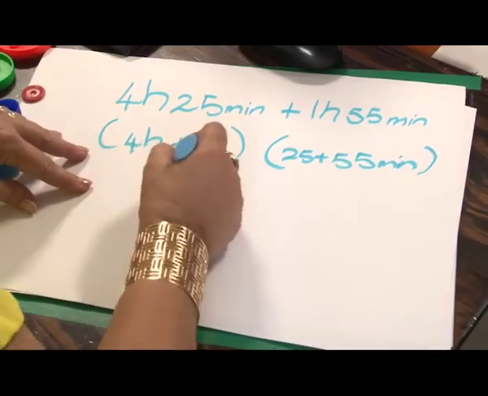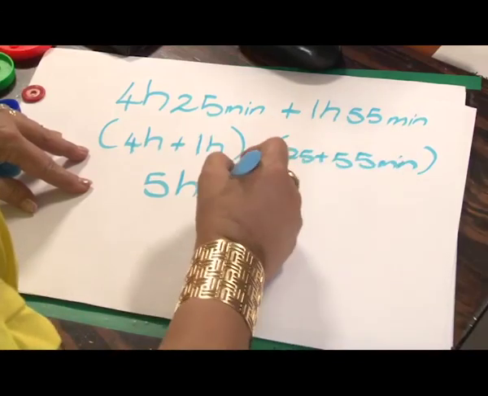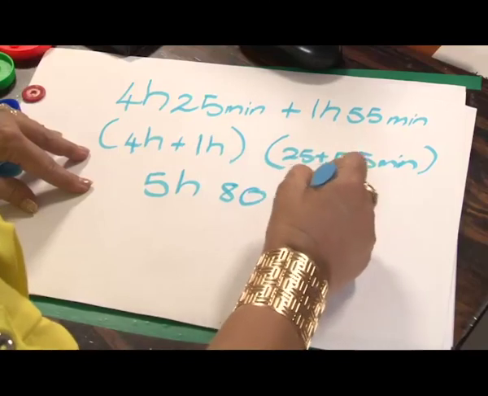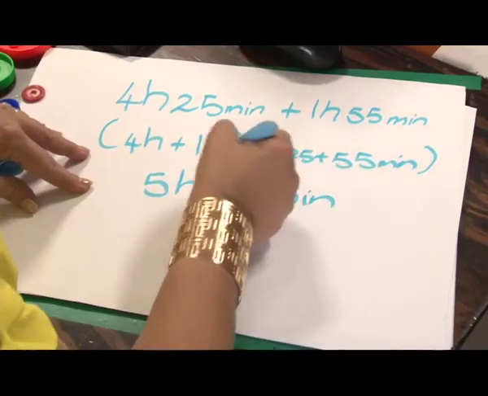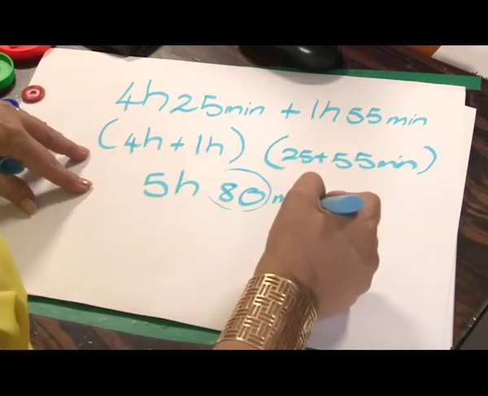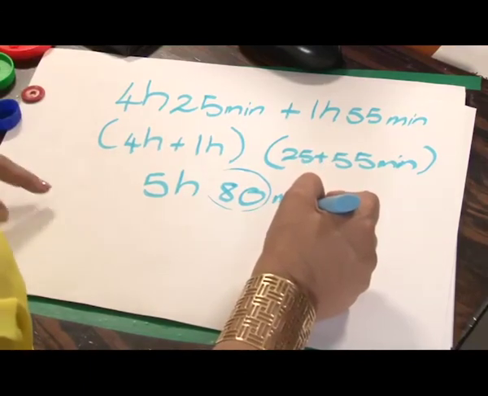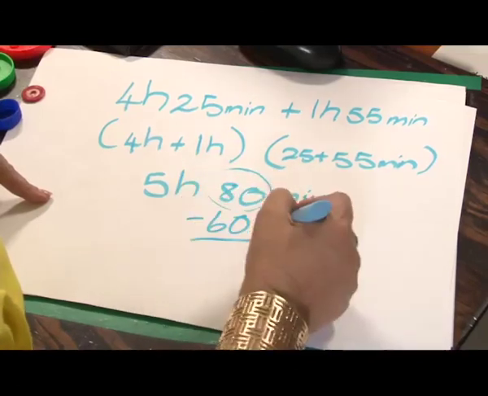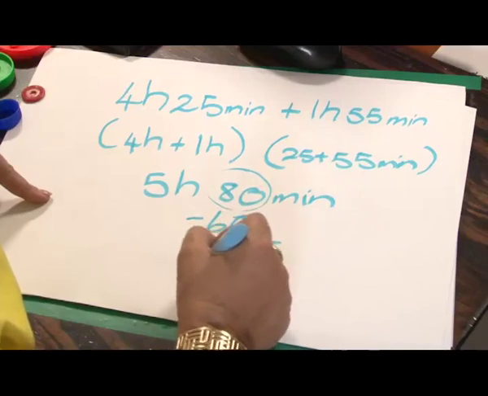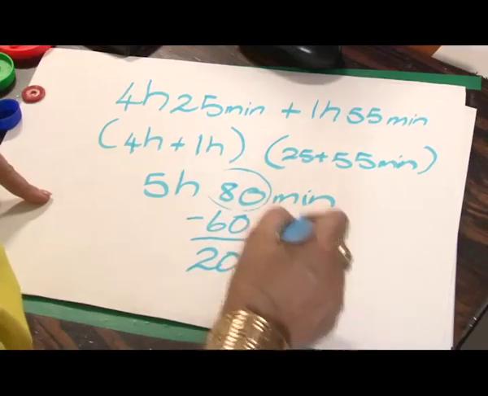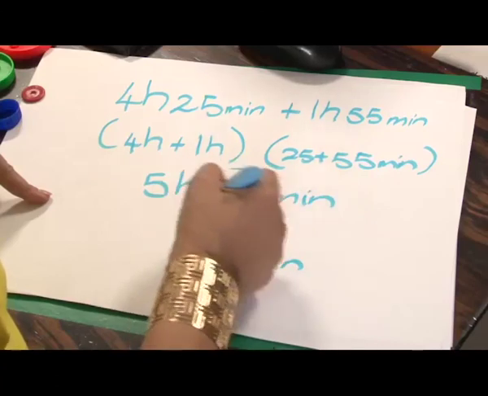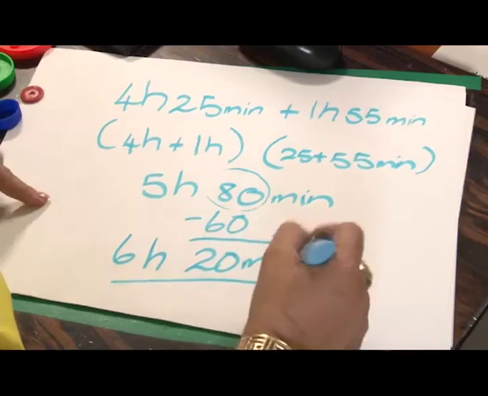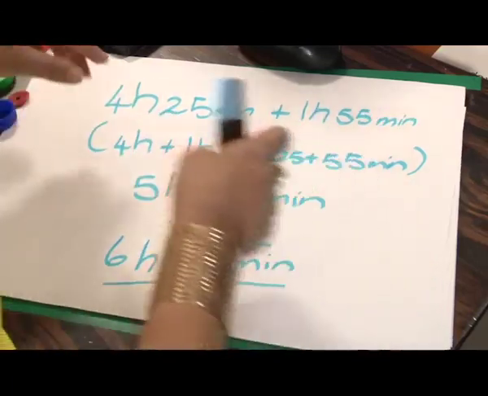Now I have 5 hours. 25 plus 55 is equal to 80 minutes. Right, what next? I know that 80 minutes is more than an hour because 60 minutes is equal to 1 hour. So now I subtract my 60 minutes. I'm left with 20 minutes, and my 60 minutes was equal to an hour. So now I have 6 hours, 20 minutes. I'm concluding.